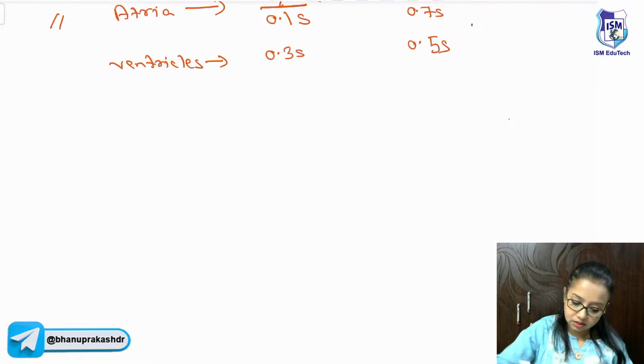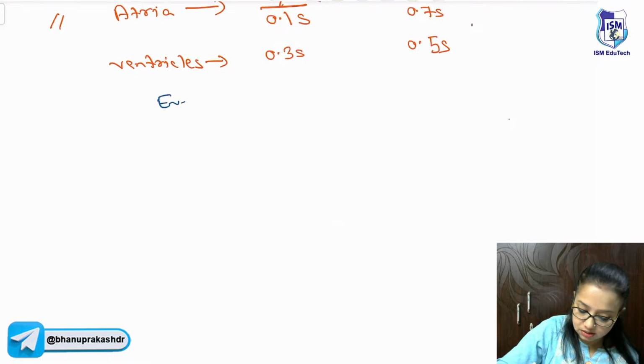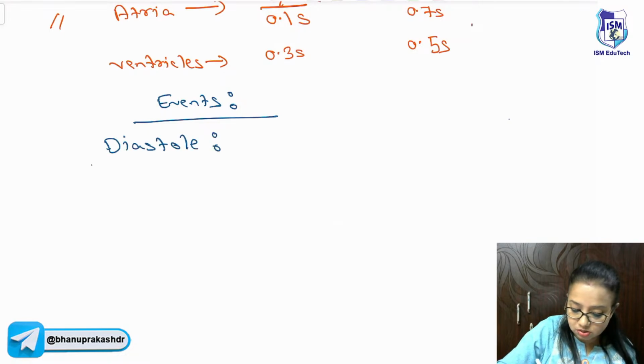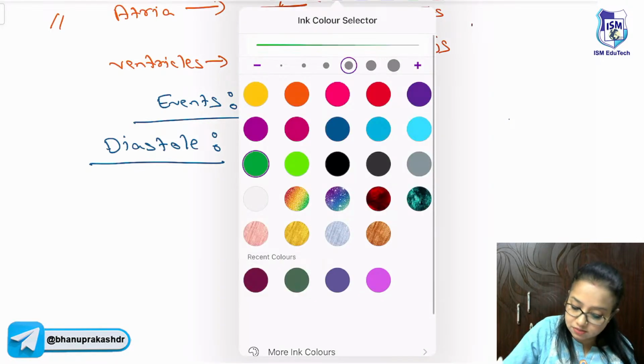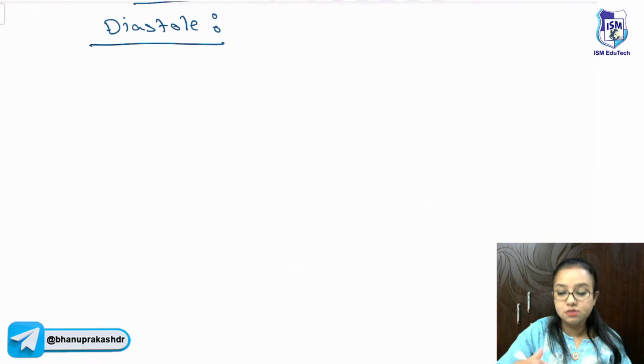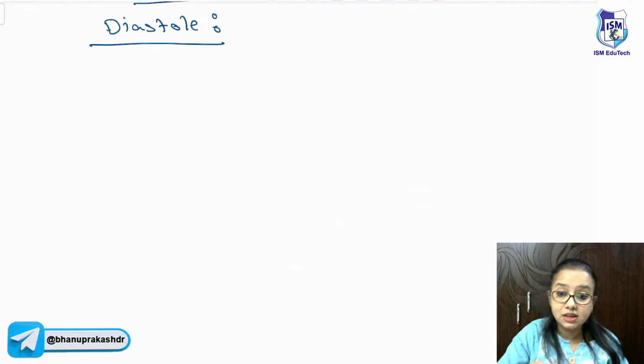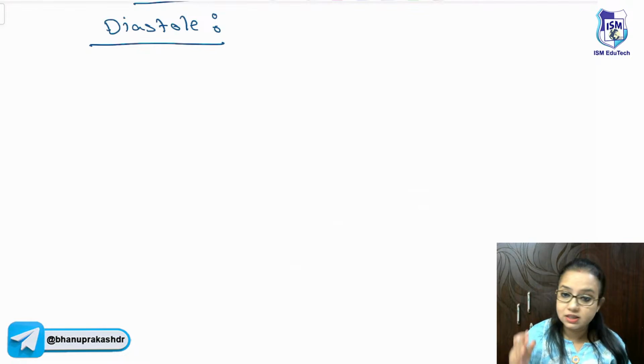So, events. Okay. To start with, we start with the diastole. Why diastole? Because diastole is the filling phase of the heart, means the ventricle gets filled with blood, and filling of the ventricle with the blood is very important, because until the ventricles are filled with enough blood, there is no way that they can pump an adequate amount of blood to the periphery.